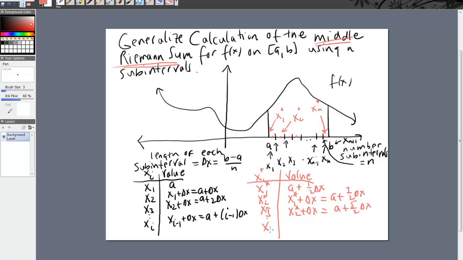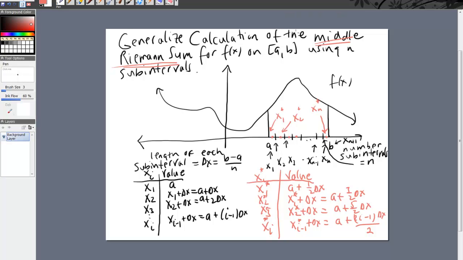And then x sub i star is x sub i minus 1 star plus delta x, which can be shown to be A plus (2i minus 1) times delta x over 2.